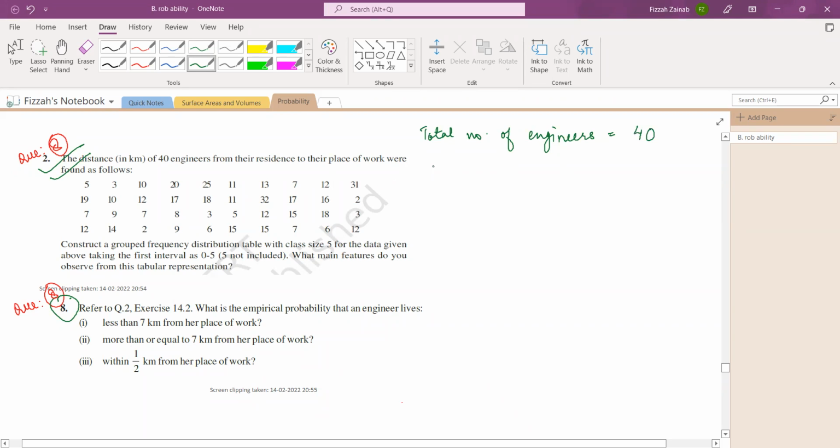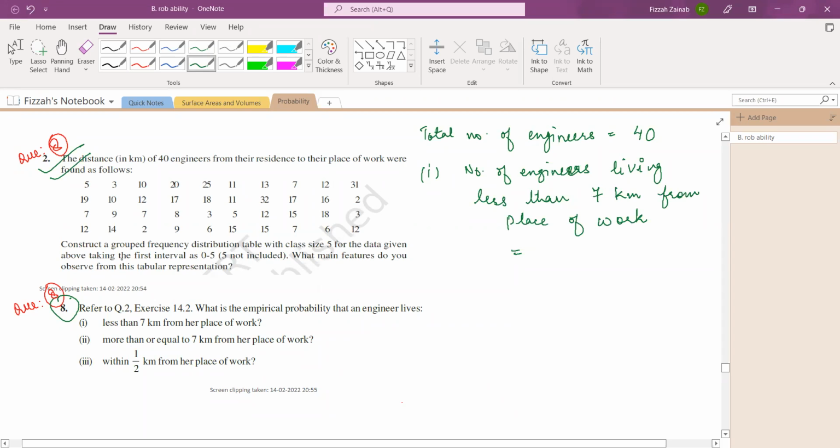Now first, the engineers living less than 7 kilometers from her place of work. Tell me the number of engineers. Less than 7 kilometers from place of work. Yes, how many students are there? Oh, sorry, how many engineers are there?